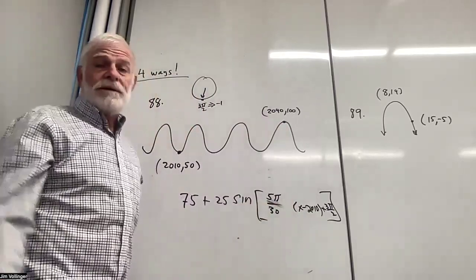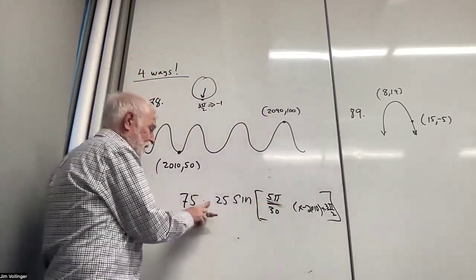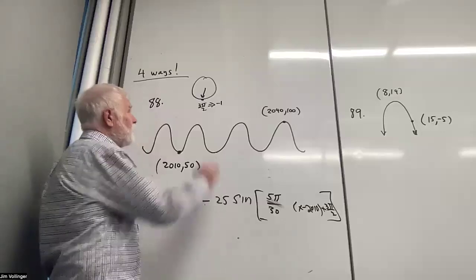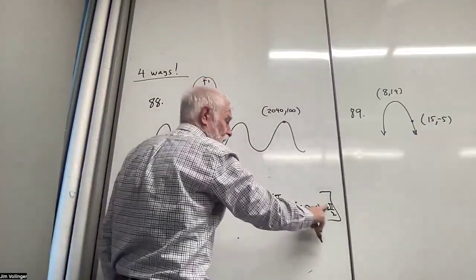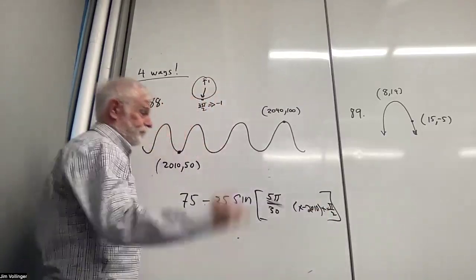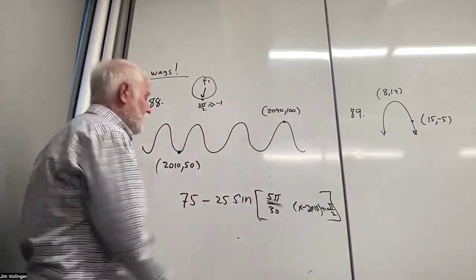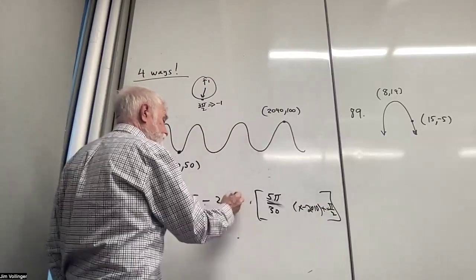Now here's the 4 ways to do it. I could have made this a minus, right? And a minus means that I want to have the max. So instead of 3 pi over 2, I write pi over 2. Same function. Could have done it as a cosine.